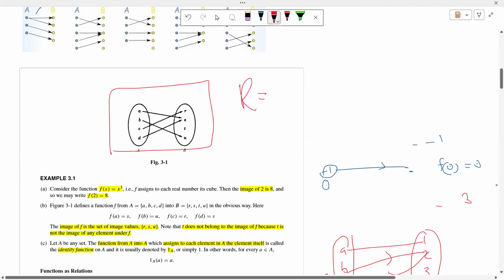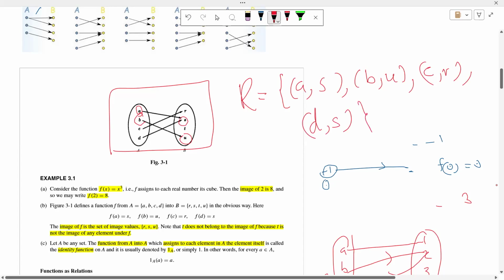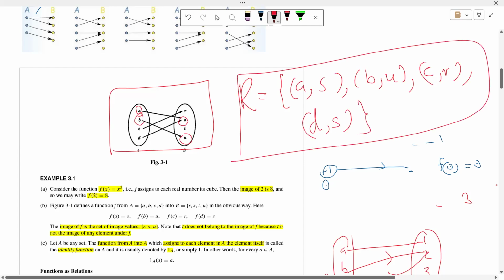If I write the function as a relation, I need to write the elements as a pair, right? The first element is the domain element. Domain element is A, comma, my codomain element is S. Second pair, my domain element B and U, right? So B is my domain element, U is my codomain element. Then C and R, third pair. The last pair is D and S. So this is the way we can write a function as a relation.